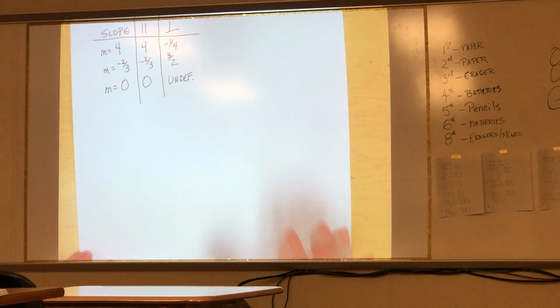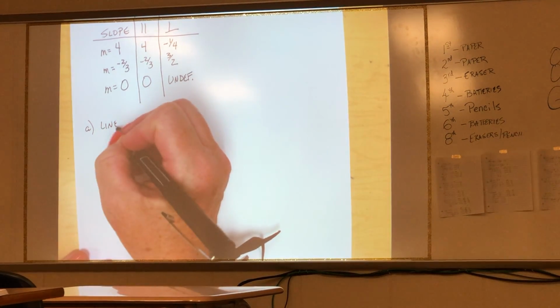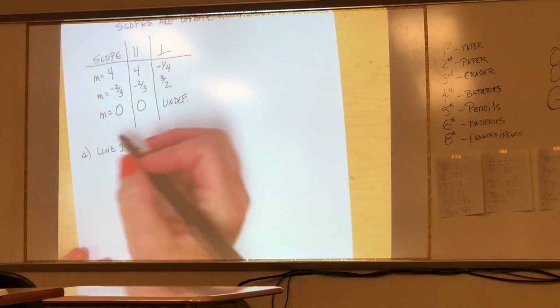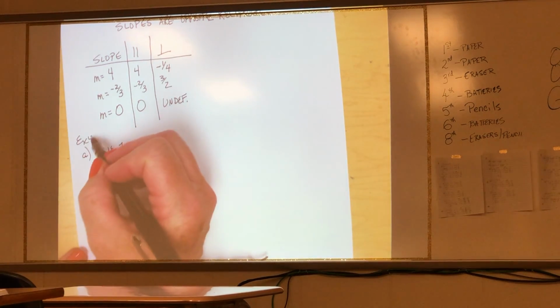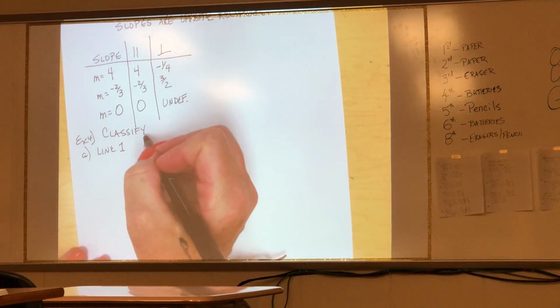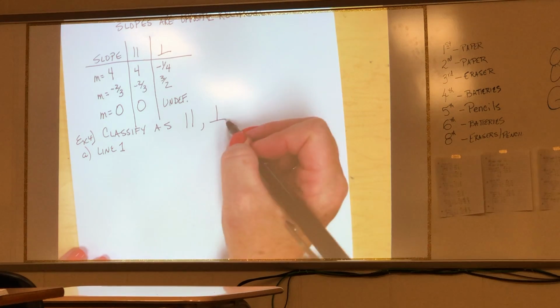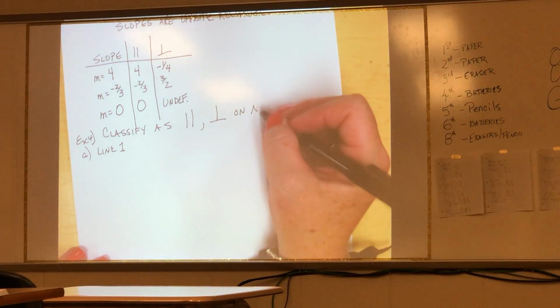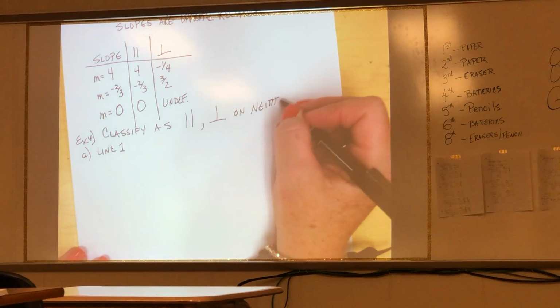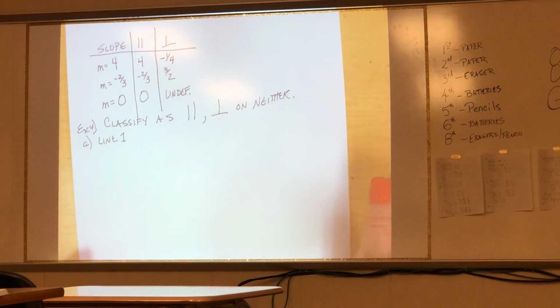All right, so let's try 2 problems. Are you ready? Here's the first one. Oh, I forgot to write the directions. This is example 4. Okay, we're going to classify our lines as parallel, perpendicular, or neither.